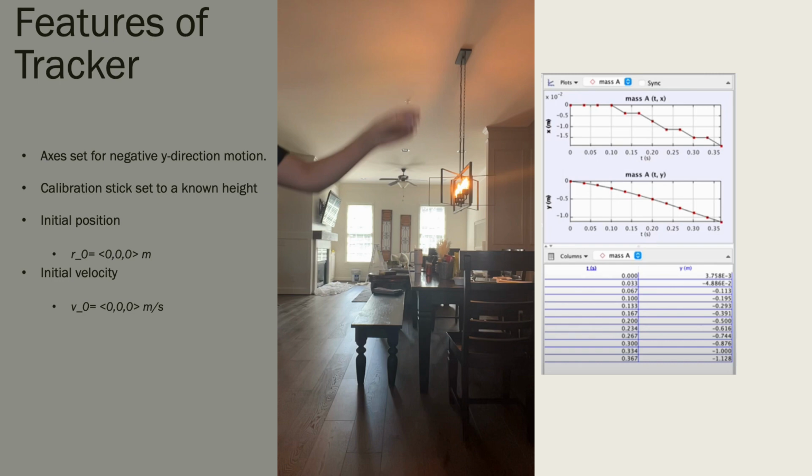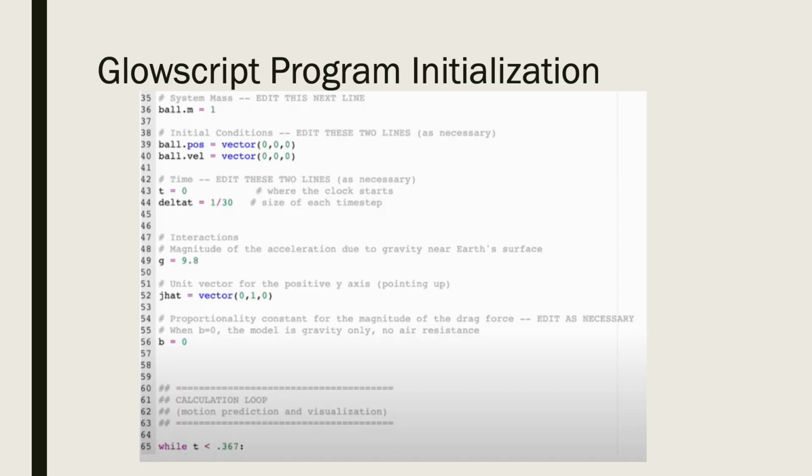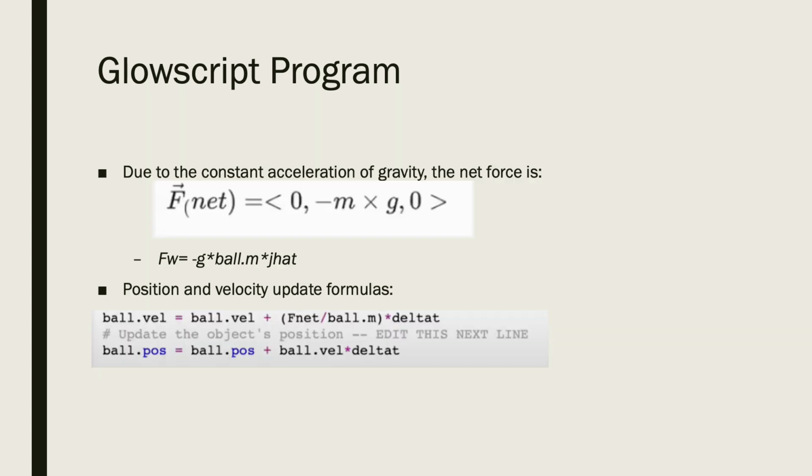I entered into my GlowScript programs the mass, position, initial velocity, and time range from Tracker. And here's my video now. Here's the code to represent the force of gravity and the position and velocity update formulas. This is the GlowScript program with only gravity affecting the net force. And here's my code.